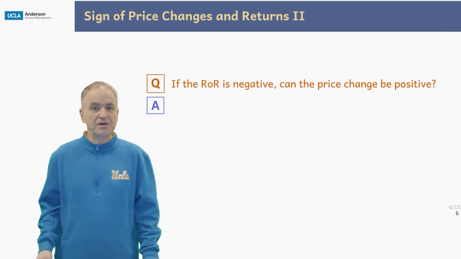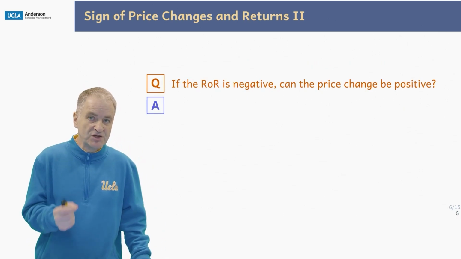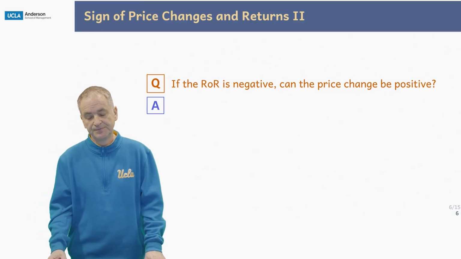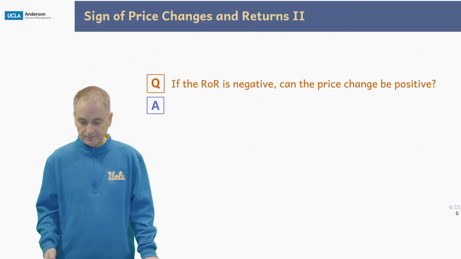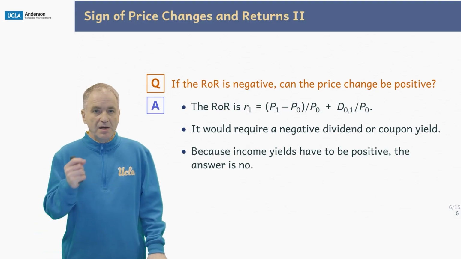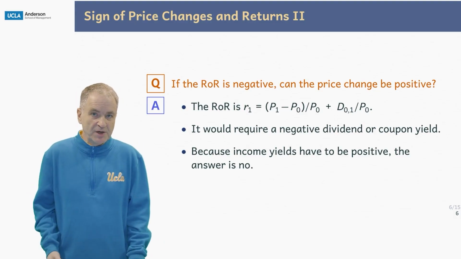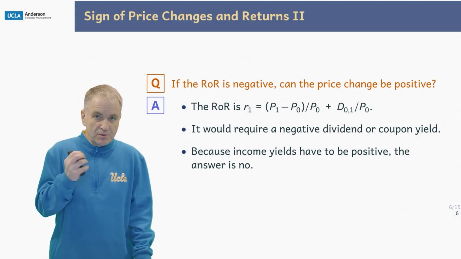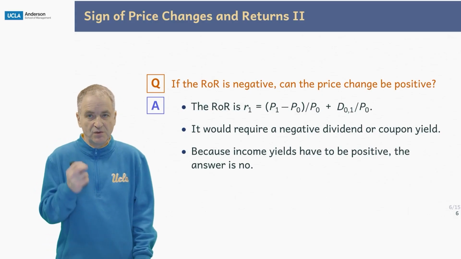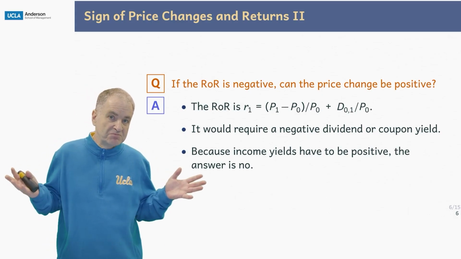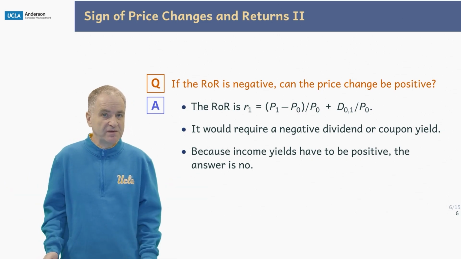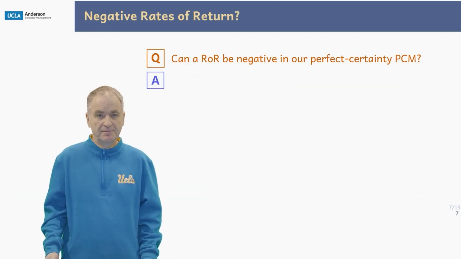If the rate of return is negative, can the price change be positive? Please pause this video now, answer the question on a piece of paper, and then continue. Well, the rate of return is still the same formula. In order for this to work, you would have to have a negative dividend or coupon yield. But because dividends and coupon yields have to be positive, the answer to this question is no.